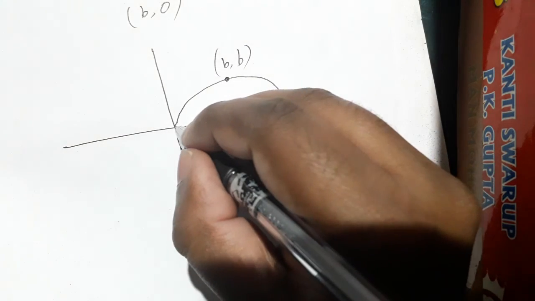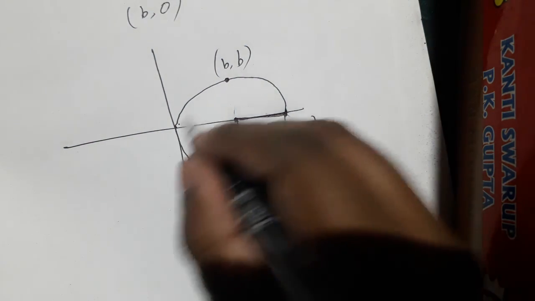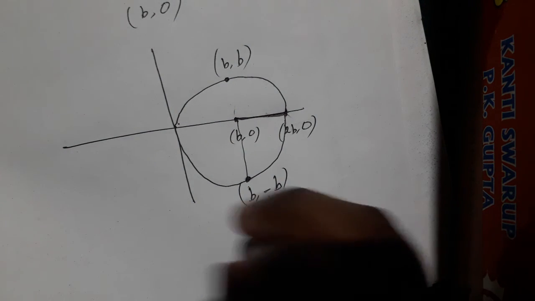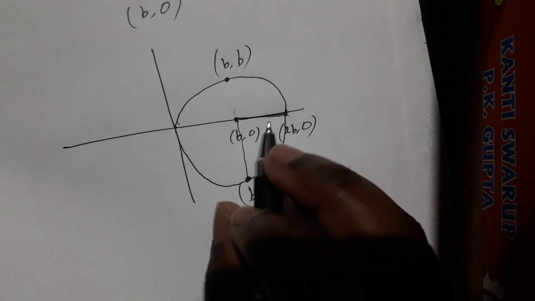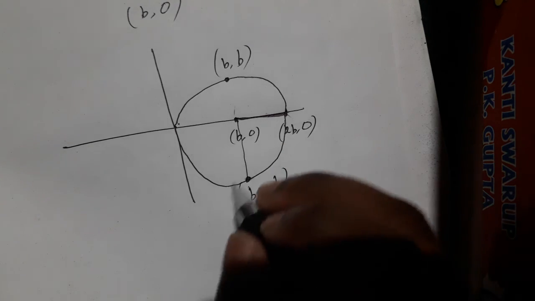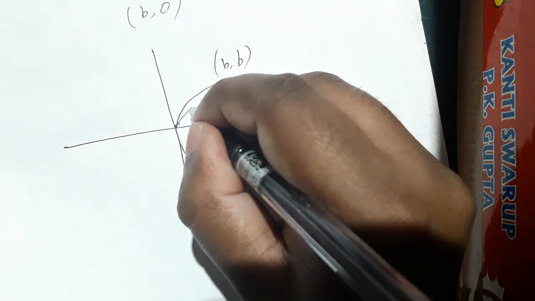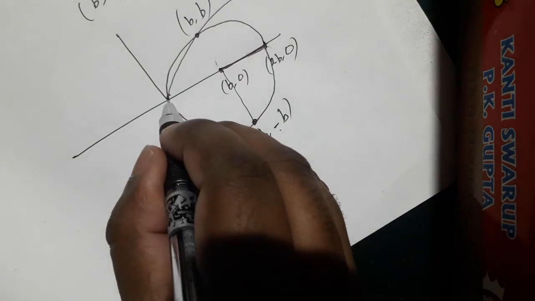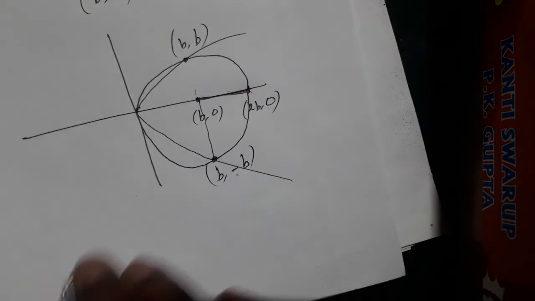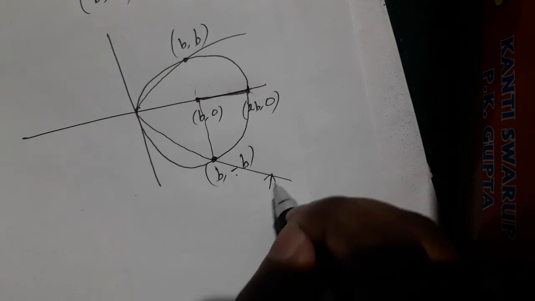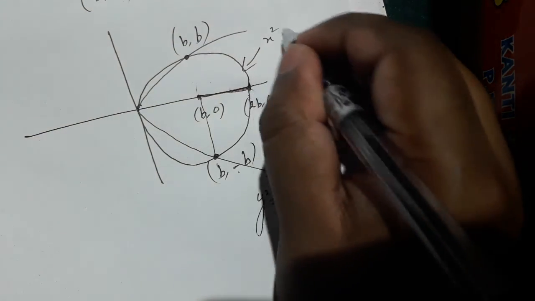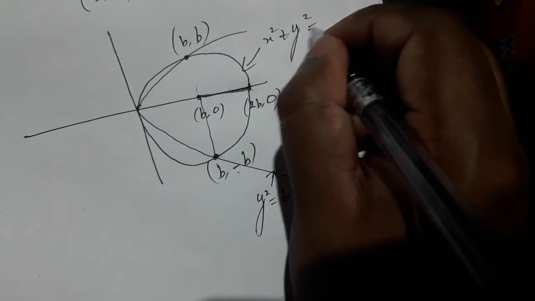Now you draw the parabola. The points of intersection are at (0, 0) and (b, b) in the first quadrant. On the negative side, the point of intersection will also be (b, minus b). So we'll try to draw this. This is your curve, so this is your parabola. In this way you can draw the parabola. So this is the parabola y squared equal to bx, and this is the circle x squared plus y squared equal to 2bx.